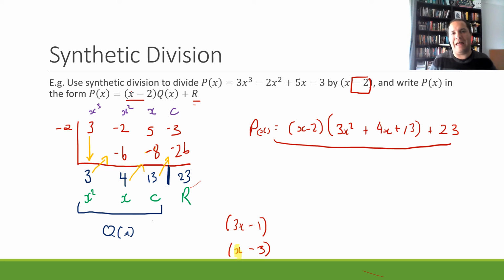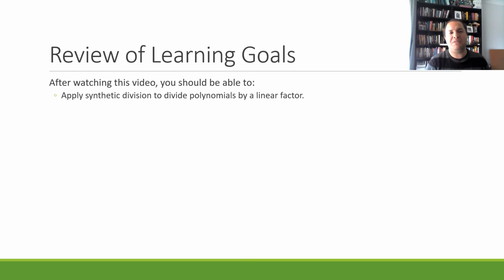So it's often useful to have both synthetic and polynomial together. If you prefer synthetic, you can use that most of the time. But as soon as you have that coefficient of x that isn't 1 anymore, usually applying polynomial division will get an answer a bit more easily than applying synthetic division. Right, so after watching this video, you should be able to apply synthetic division to divide polynomials by a linear factor.